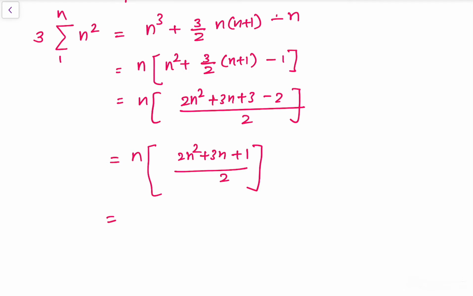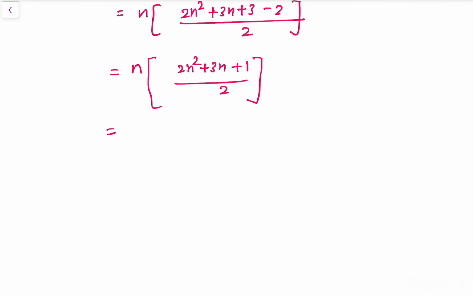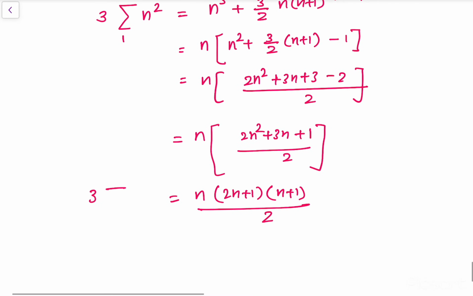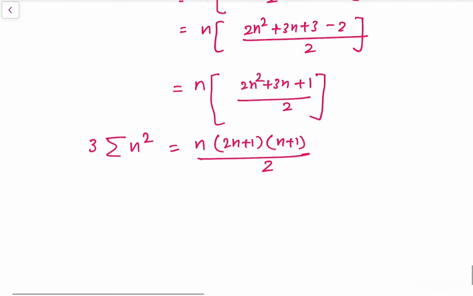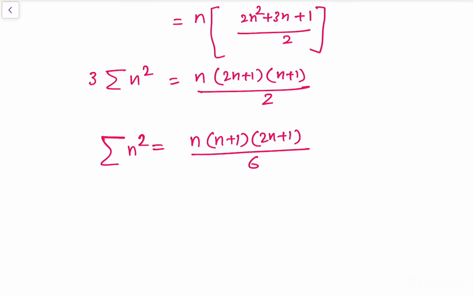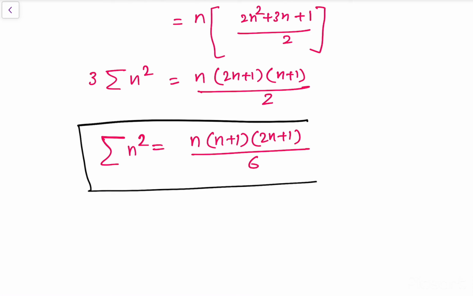If we apply simple quadratic factorization, we get (2n plus 1) and (n plus 1), so n(n+1)(2n+1) divided by 2. But this result was of 3 sigma n square. So if we want the value of sigma n square, it becomes n(n+1)(2n+1) divided by 6, as 2 becomes 6. So this is the actual formula we were talking about.